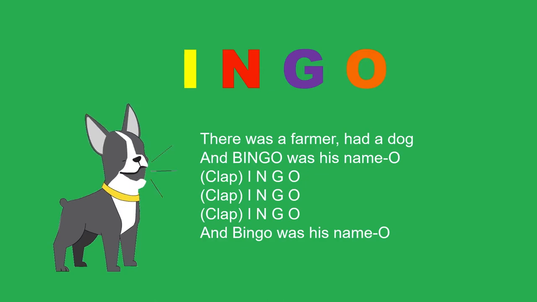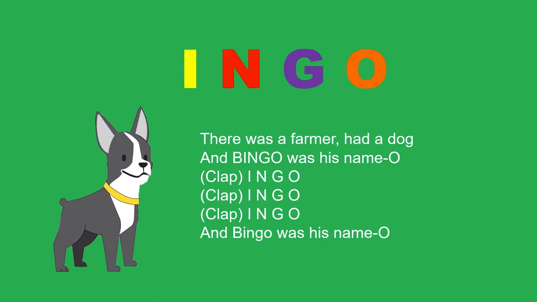There was a farmer, had a dog, and Bingo was his name-o. I-N-G-O, I-N-G-O, I-N-G-O, and Bingo was his name-o.